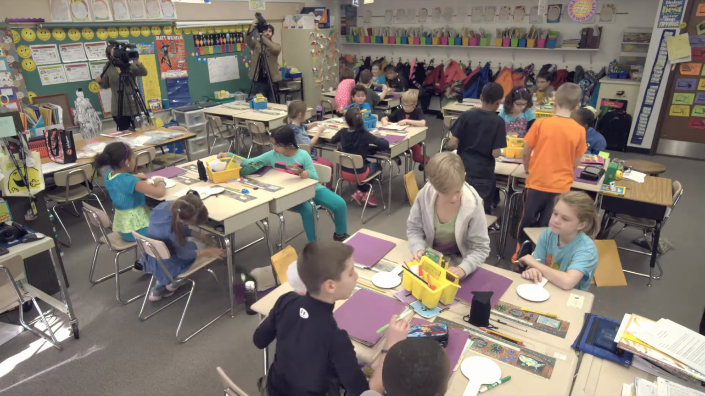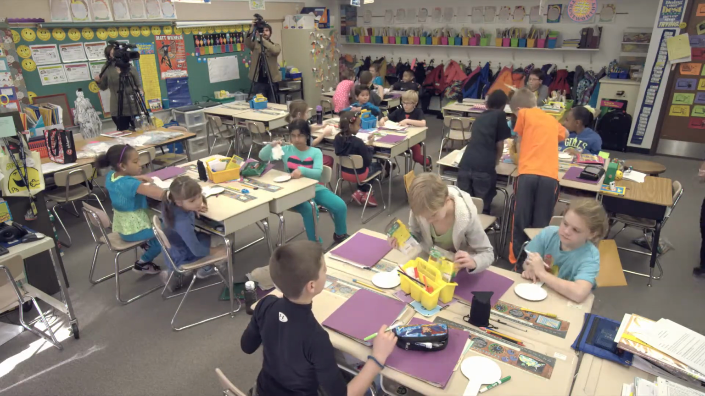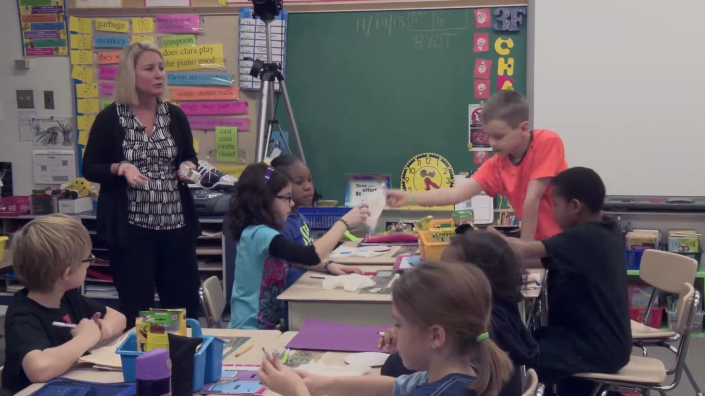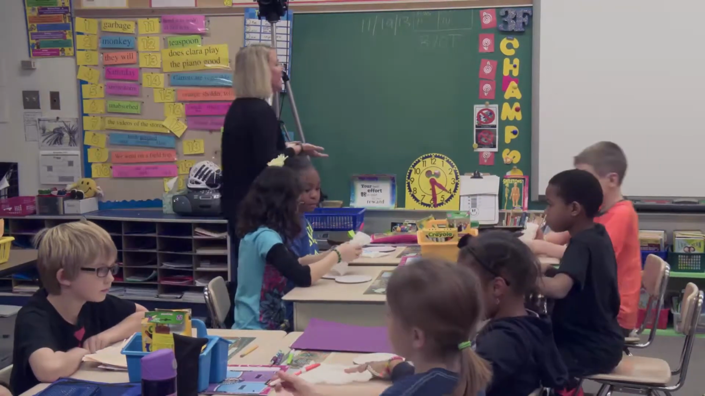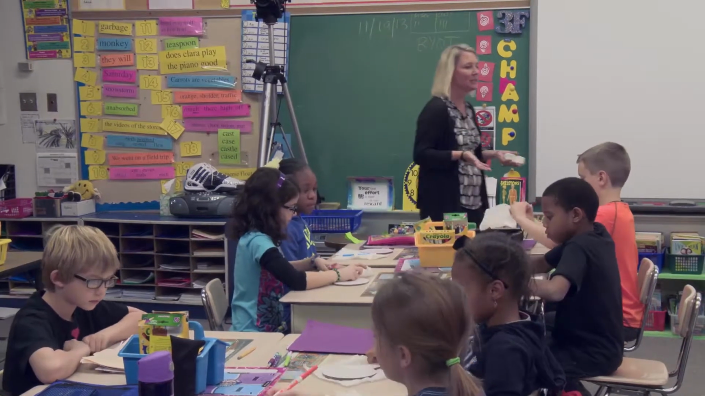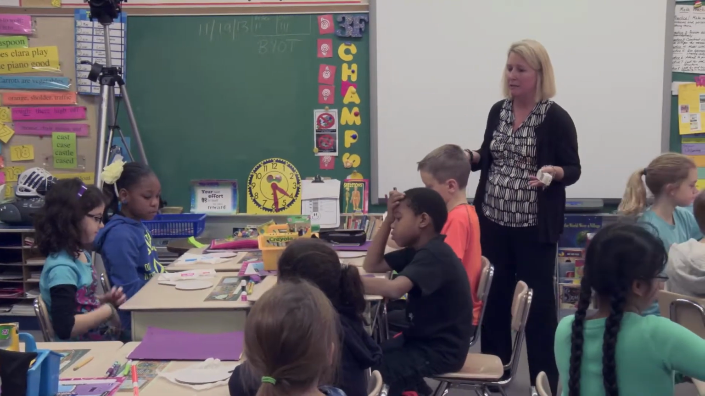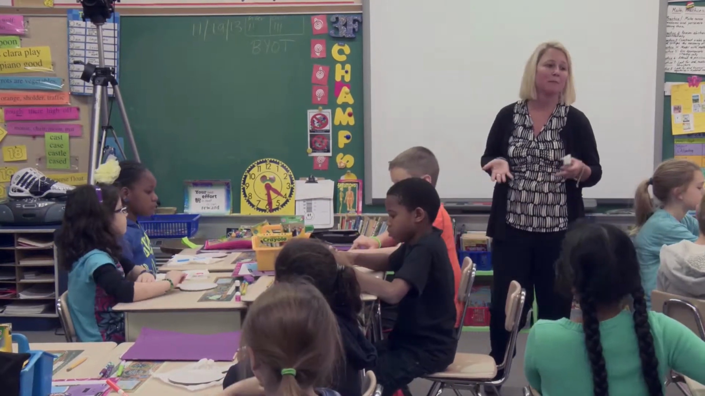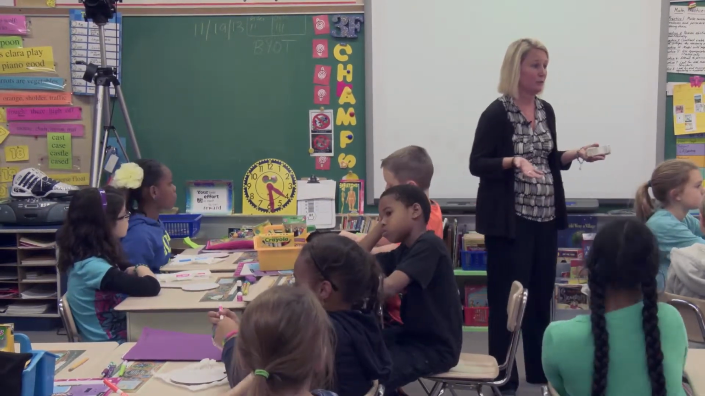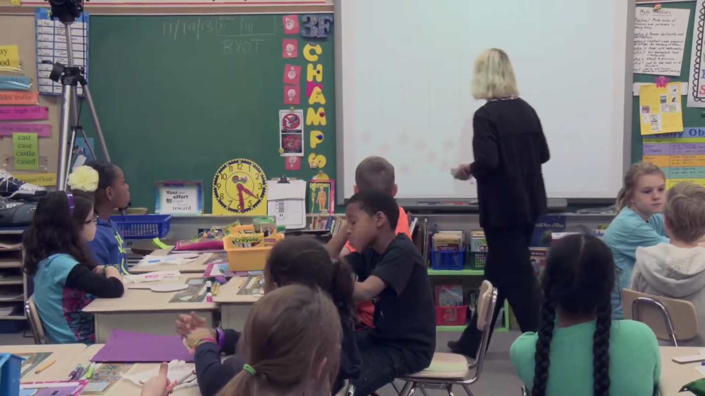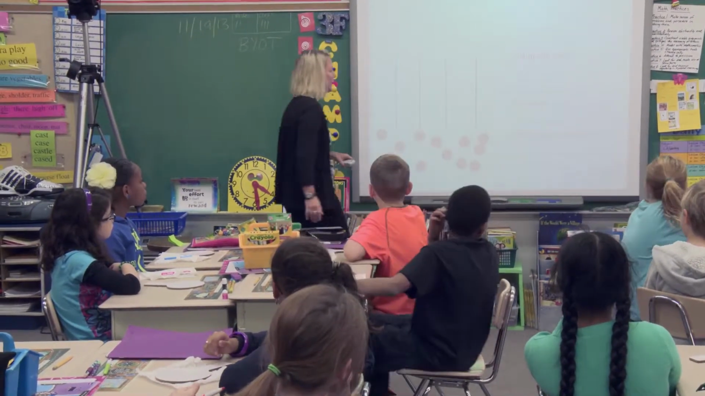And just like we used with the commutative property, today the property that we're going to use is going to help us with multiplication. Just like we have rules in school that keep us safe and everybody happy, there are rules in math that are going to make math problems easy for you. They're going to make them easier as you get older. So today, we're going to be working with pennies.